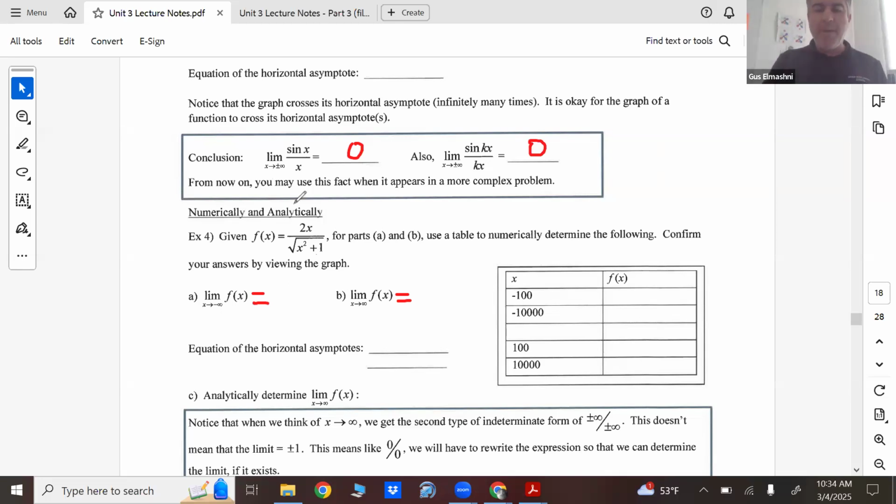We'll talk about that in a moment. But yeah, it's going to be 2 in each case. I'll plug it in just to prove it to you. So let me go type this in: 2x in parentheses divided by root x squared plus 1. Alpha trace y1, 100, 10,000. Yeah, it's basically 1.999. I mean, I could write a whole bunch of 9s if you want me to.